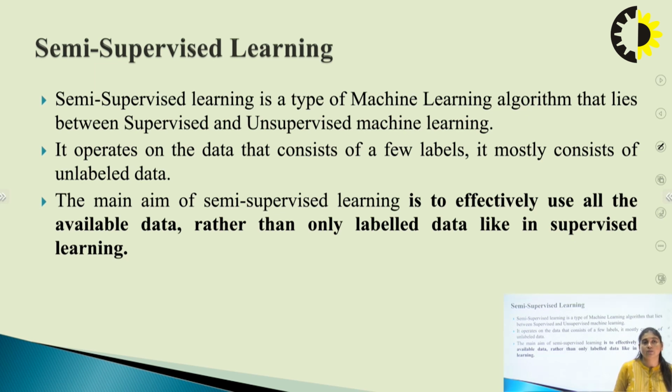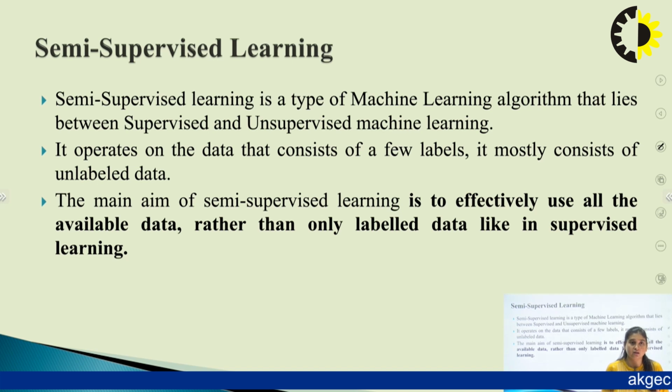As we were discussing, semi-supervised learning is the type of machine learning algorithm that lies between supervised and unsupervised machine learning, and its main goal is to effectively use all the available data set rather than only the labeled one or the unlabeled one. If the data set is a mixture of labeled and unlabeled data, there is no restriction that we have to use supervised or unsupervised. Such type of data is quite suitable for semi-supervised learning, so it effectively uses all the available data rather than only the labeled data.